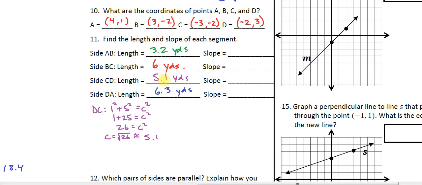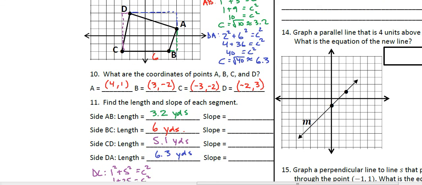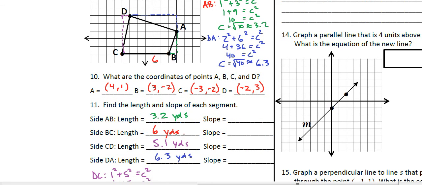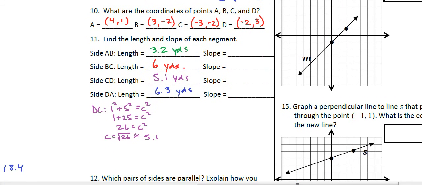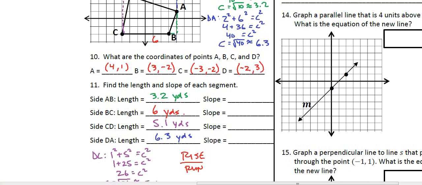Now class, if this question was asking you for perimeter, all you have to do is add these numbers together, but we're not being asked for perimeter. The next thing we're being asked for is slope. Now remember class, slope is just rise over run. Rise over run. Many of you are still having difficulties with this, especially with positive and negative numbers. Let's go through this. The slope of AB.